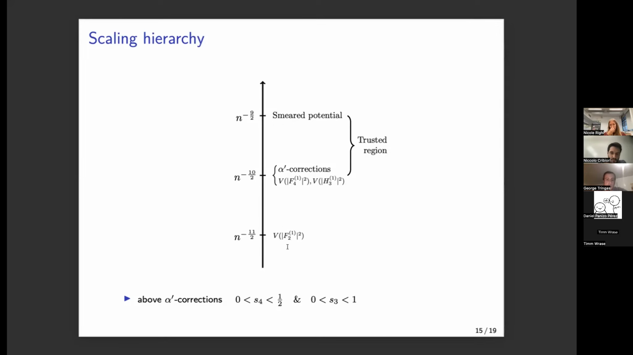And this way we hope to find corrections which modify the smeared solution. The correction relevant to F21 is very subdominant, and also other terms like derivatives on the warp factor and the dilaton are very subdominant at this level, below alpha prime corrections. So there is no point in considering those corrections if you don't know alpha prime corrections.